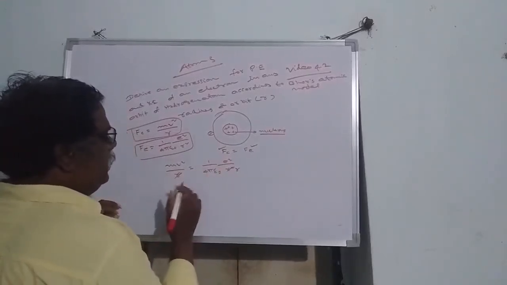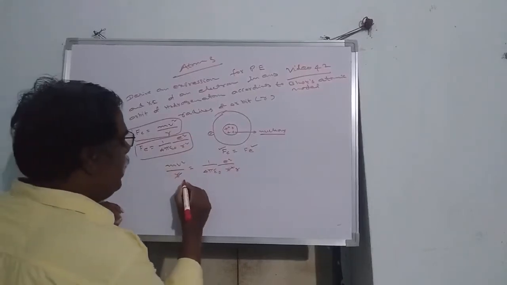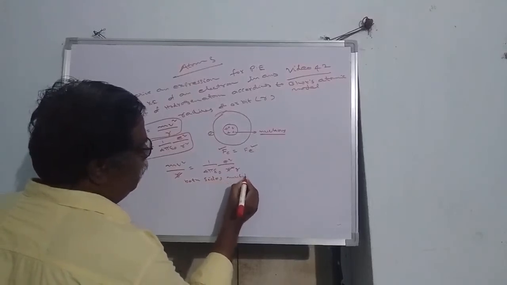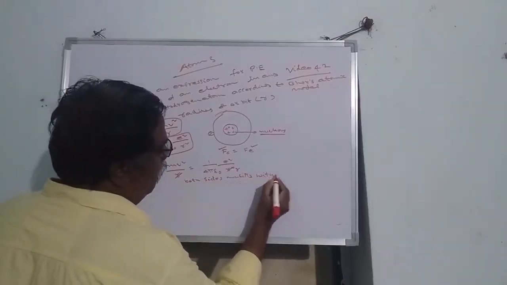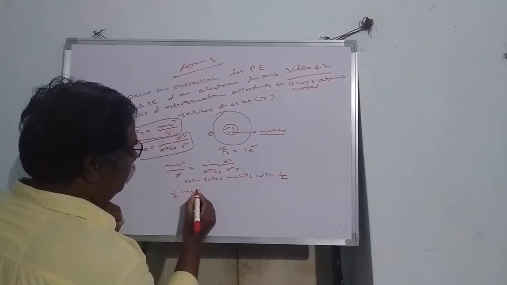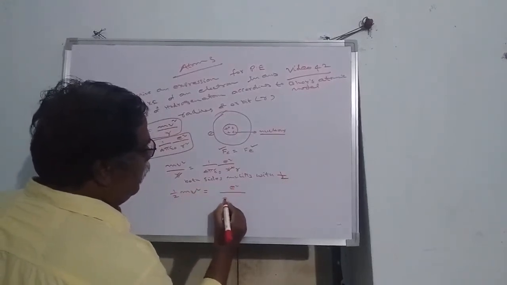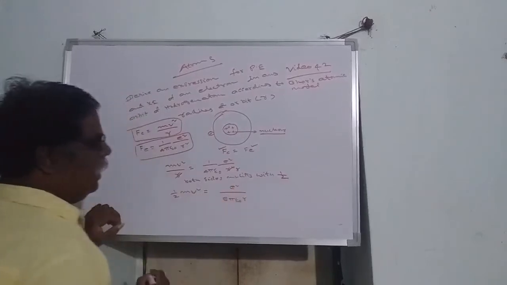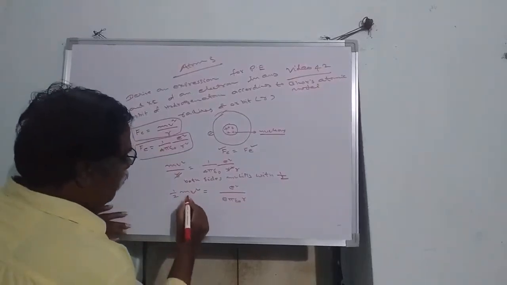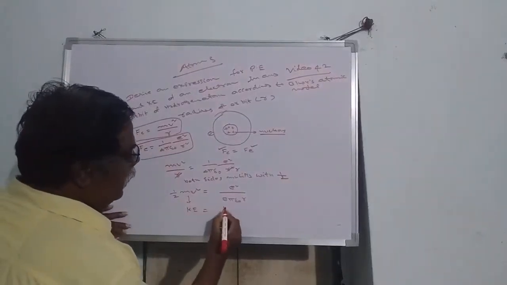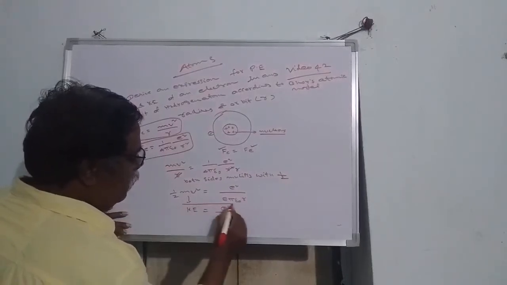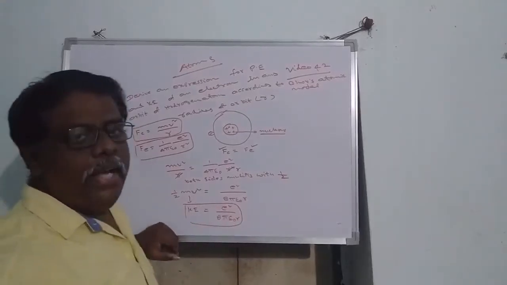On this equation, both sides we multiply with half, and this equation becomes half mv square is equal to e square by 8 pi epsilon naught r. We know that half mv square is nothing but the kinetic energy of the revolving electron. So therefore half mv square is kinetic energy. Then the kinetic energy formula is K.E. equal to e square by 8 pi epsilon naught r. See the formula for kinetic energy.